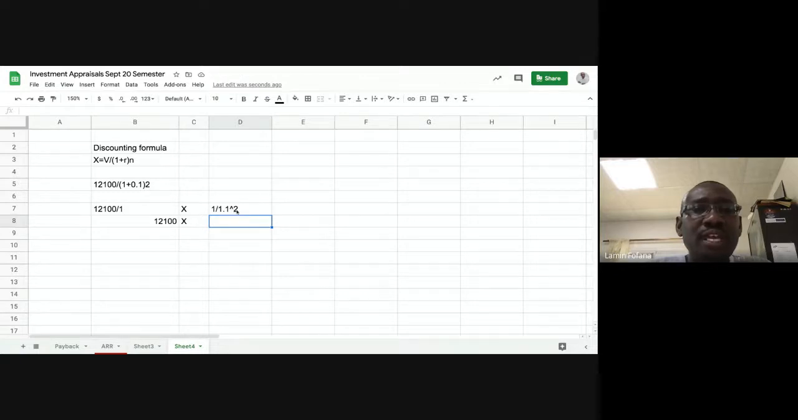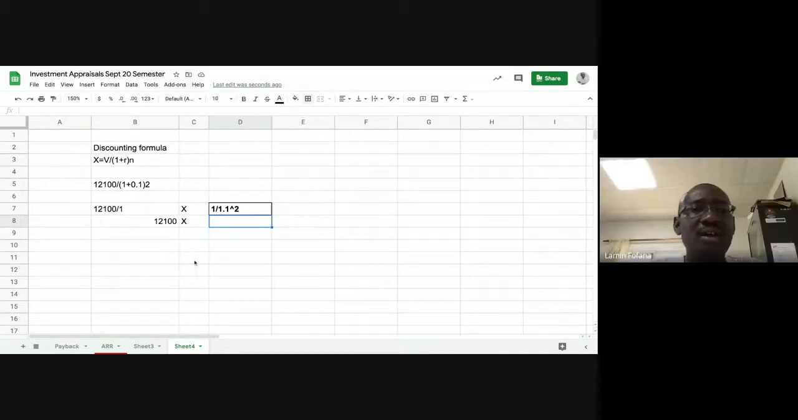This V is just to say raised to. So raised to power 2, this is what we call a discount factor. So we find our discount factor and then multiply the future value with that to give us our present value. This is the way we get our discount factor. So instead of using this formula, we just find our discount factor and then multiply. This formula is the same as taking the number and multiplying by the discount factor. Is that clear now?